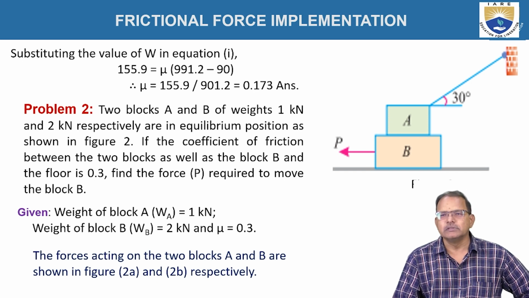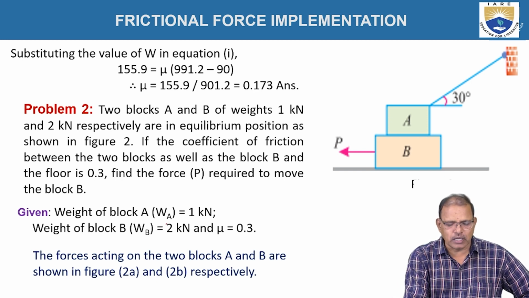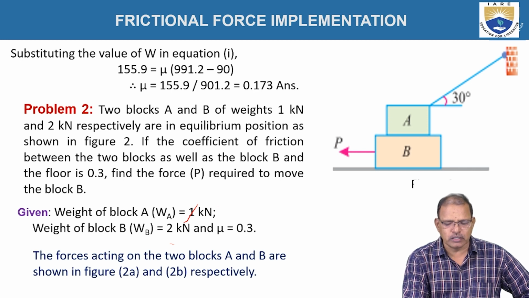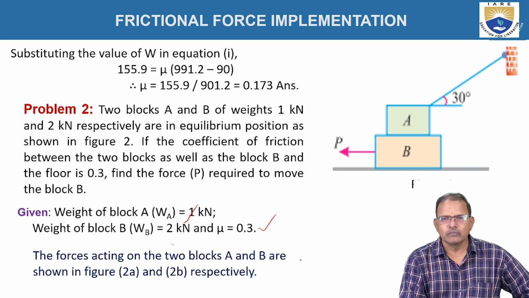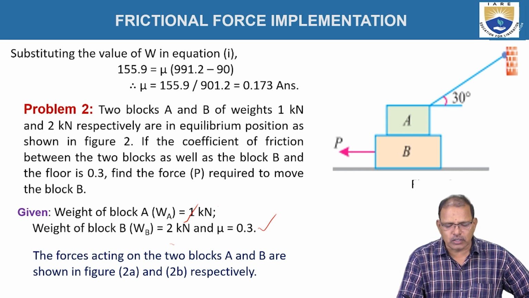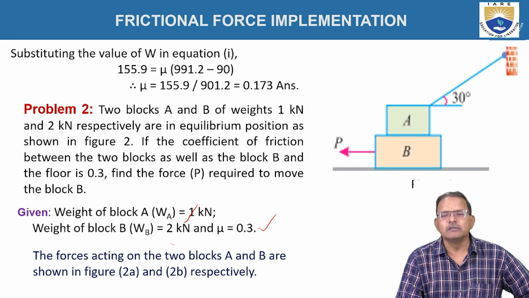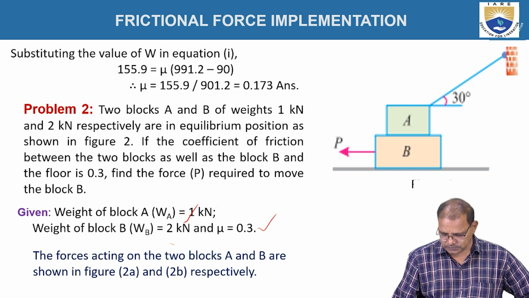Here the given data in the problem is the weight of block A, WA, is equal to 1 kilonewton, and the weight of block B, WB, is equal to 2 kilonewtons. The coefficient of friction between the floor and block B is equal to 0.3. Now, in order to solve the problem, first of all, draw the free body diagrams individually for blocks A and B.